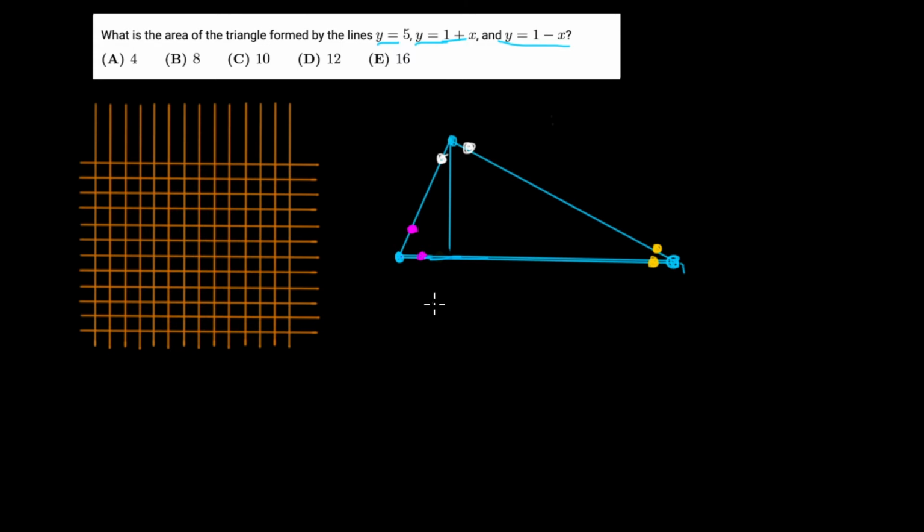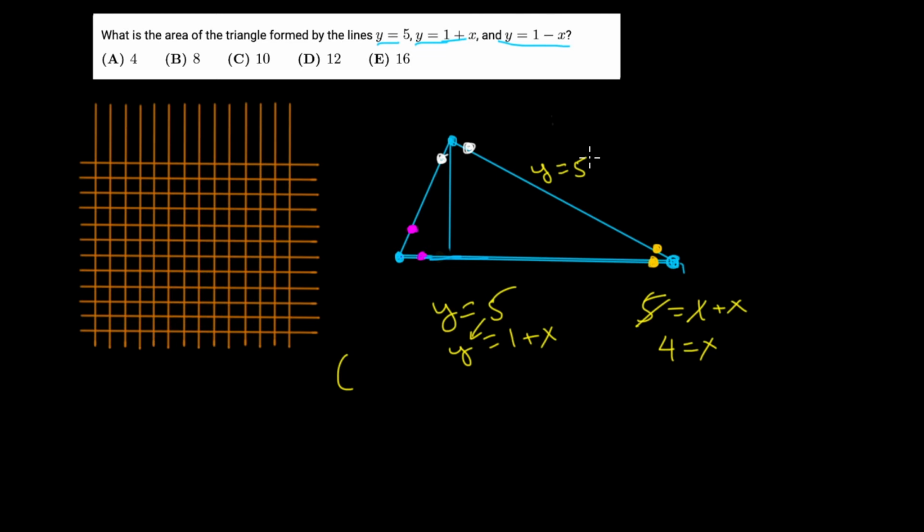So let's say y is equal to 5 and y is equal to 1 plus x. Using substitution, they've already told us that y is equal to 5, meaning we can substitute it in here. So 5 is equal to 1 plus x. Subtract 1 from both sides and you get x is equal to 4. I'm going to label these: this one is y equals 5, this one y equals 1 plus x, and this one y is equal to 1 minus x.